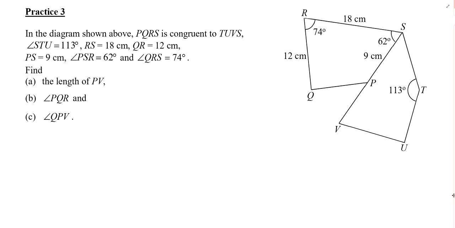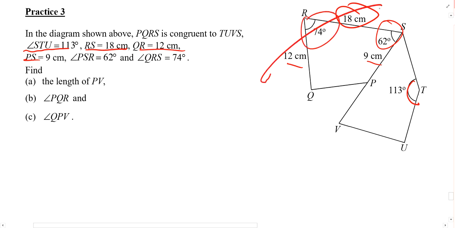Now for practice 3. Two diagrams. This time they are quadrilaterals, four-sided figures. They are congruent. 113 degrees for STU. RS is 18. When you're given this type of question, just go through line by line. STU is 113. RS is 18. Yup, it is stated. QR is 12. PS is 9. PSR 62, done. QRS 74. Okay, all the information is found inside my diagram.